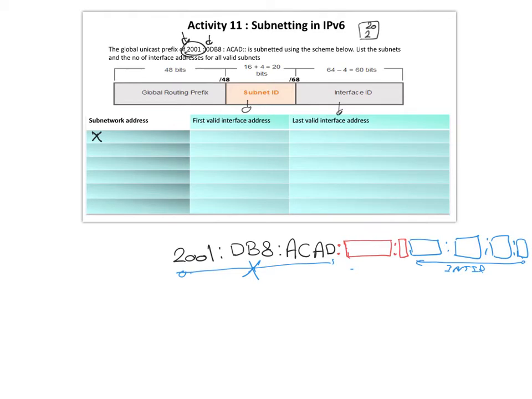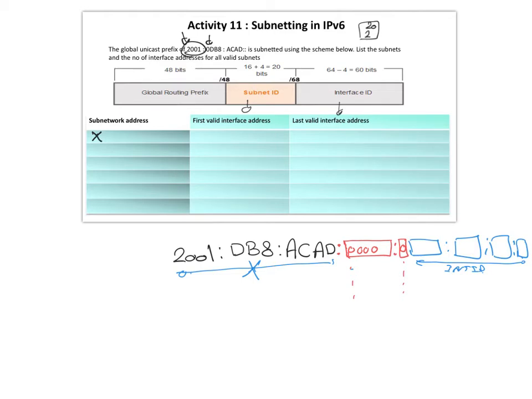And of course the first subnet will start with 0000, and this is the first subnet, right? And then the last one is going to have all Fs in the subnet. These are hexadecimal digits, not binary. These are hexadecimal digits.